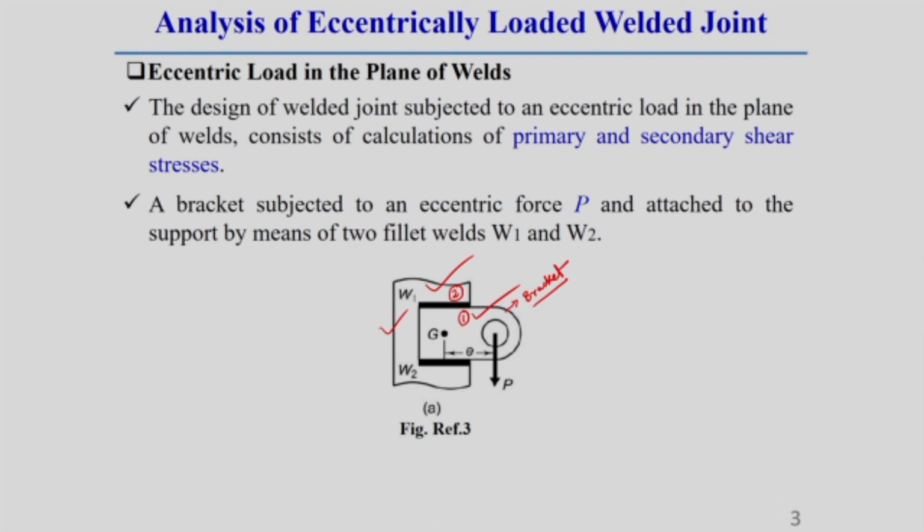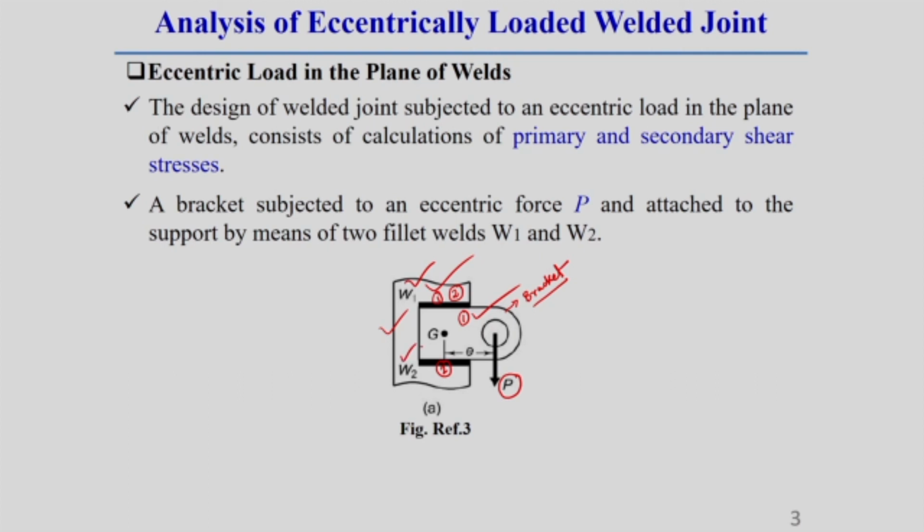That means the design of a welded joint subjected to an eccentric load in the plane of weld consists of calculation of primary and secondary shear stresses. Here I have already told a bracket which is subjected to an eccentric load. Here you can see this eccentric load is P, and it is attached to the supports by means of 2 parallel welds. This is weld 1 and this is weld 2, which I am representing as W1 and W2.